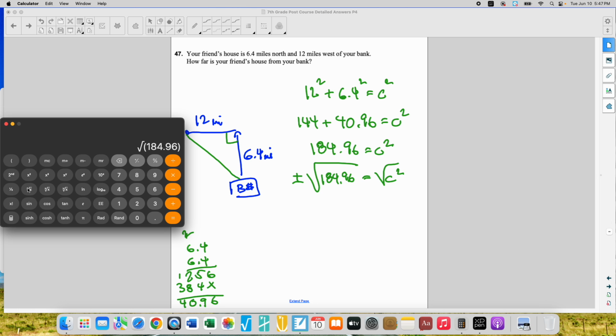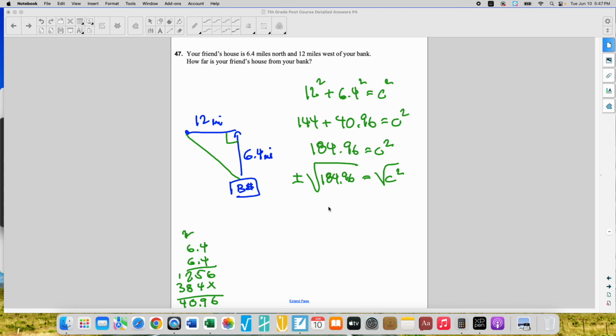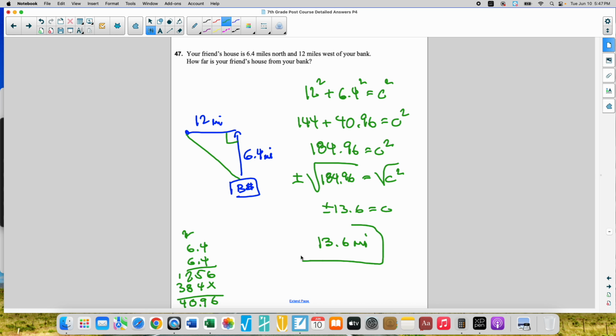Okay, and we got, oh, I must have typed in the wrong number, 13.6. So plus or minus 13.6 equals C, and we know it can't be the negative value, so 13.6 miles as the crow flies from the bank.